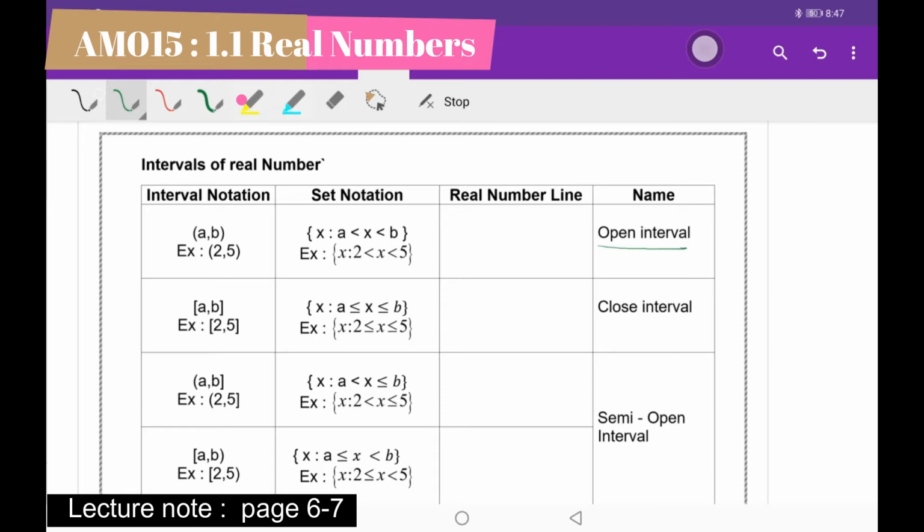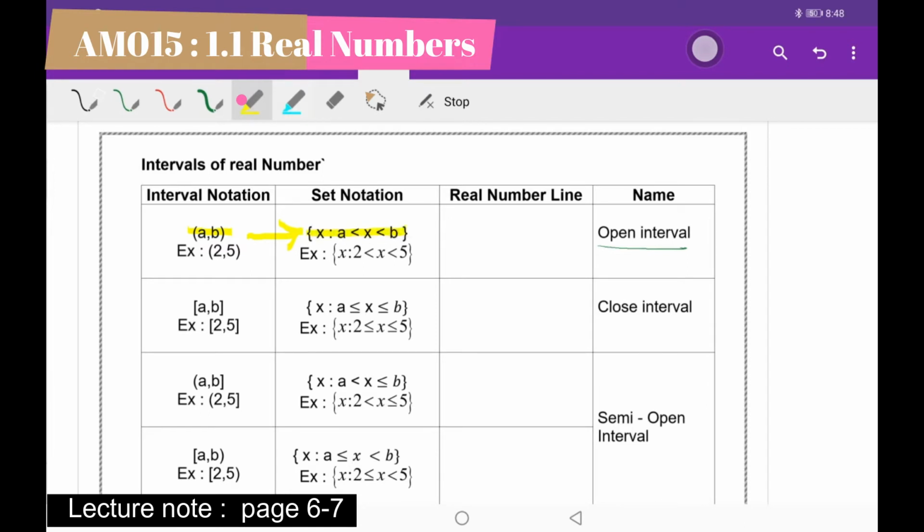Okay, so open interval can be represented in 3 different forms, which are interval notation, set notation, and also real number line. So in interval notation, for open interval, we use round brackets. When you are dealing with round brackets, you should know it is an open interval. So in set notation form, A to B can be represented in curly brackets like this.